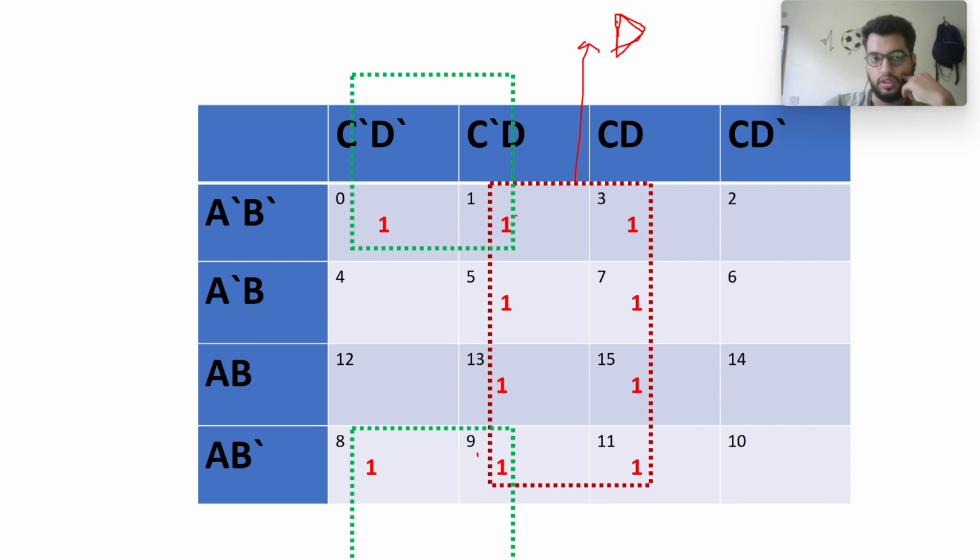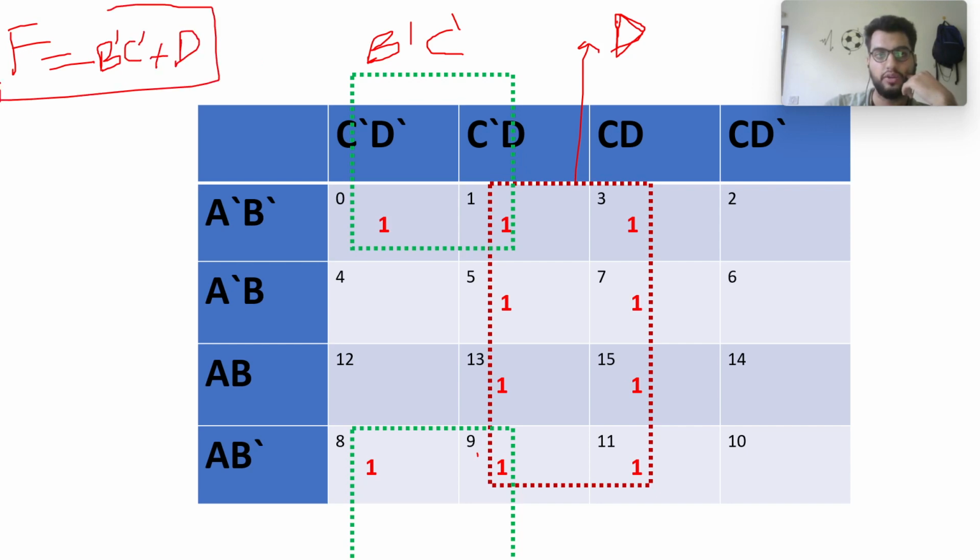Then we have this quad. So let's look at these two rows. B dash, B dash, that means A is changing, so it's B dash. And these two columns, it's C dash D, C dash D, it's C dash. So it's B dash C dash, and D. So then we can write our function as B dash C dash plus D. So our reduced expression will be D plus BC dash.